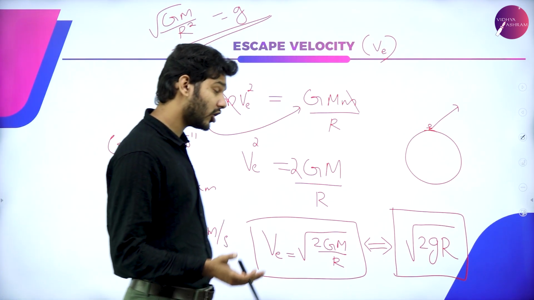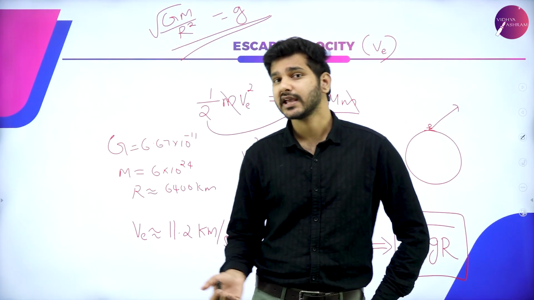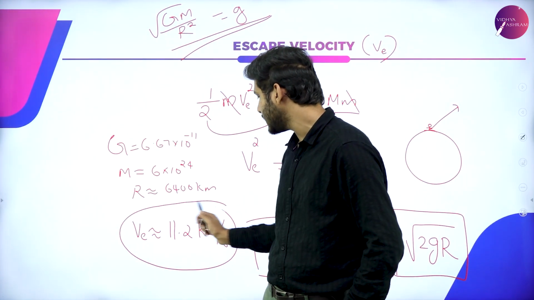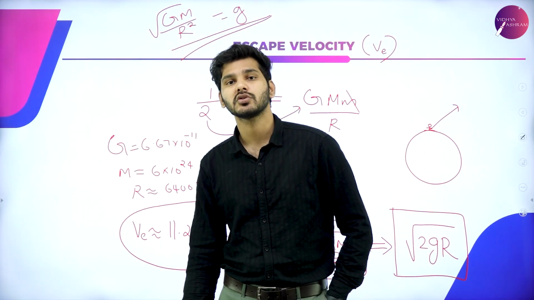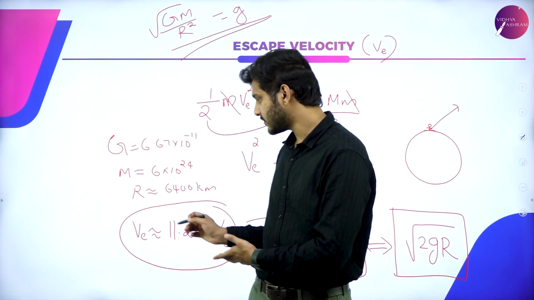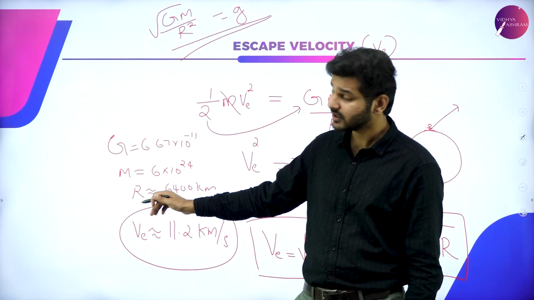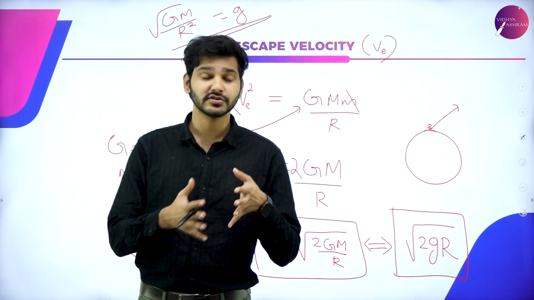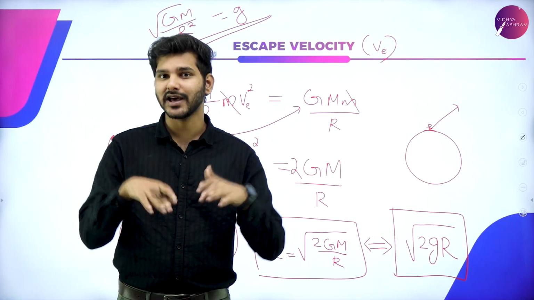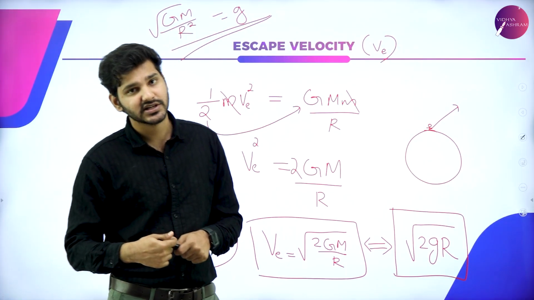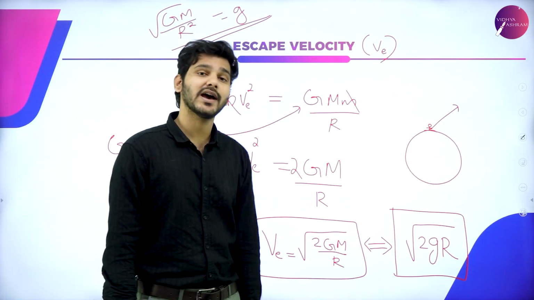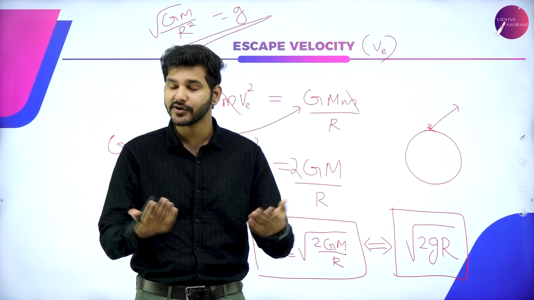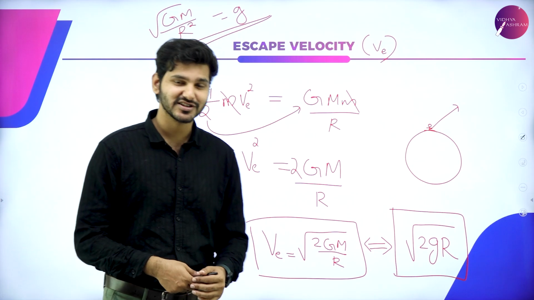If I plug all this data in, I'll get that the escape velocity of Earth is approximately 11.2 kilometers per second. The approximation is because I'm approximating the radius and mass of the planet. If you use the correct values, you will get the exact values to escape Earth's gravitational pull. So knowing this particular value is how we launch rockets into outer space. You can also launch me into outer space using this particular equation.